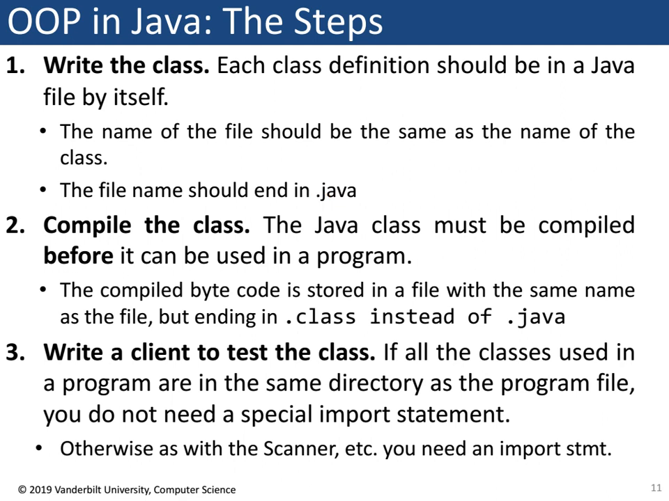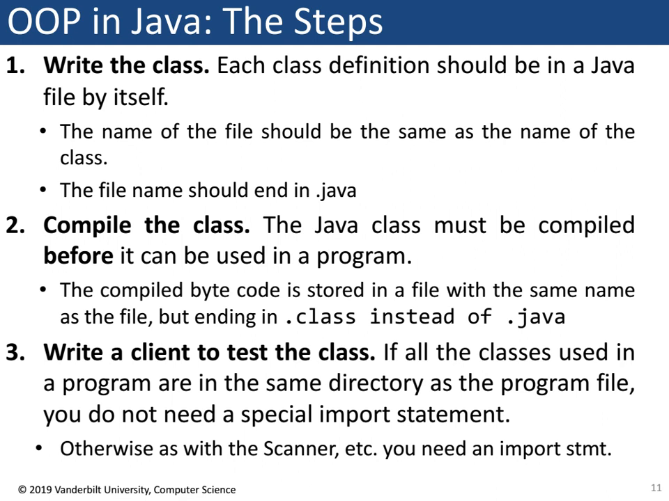The next step is to compile the class. Before a program can make use of this class file that you've written, it must be compiled. So when Java compiles your .java file, the result is a .class file which contains the compiled bytecode.